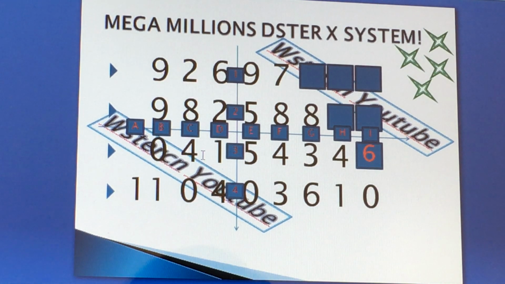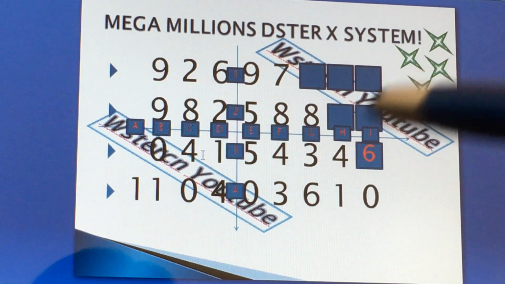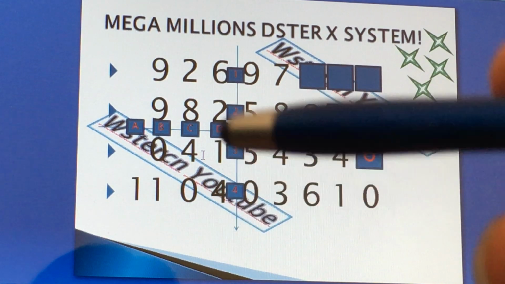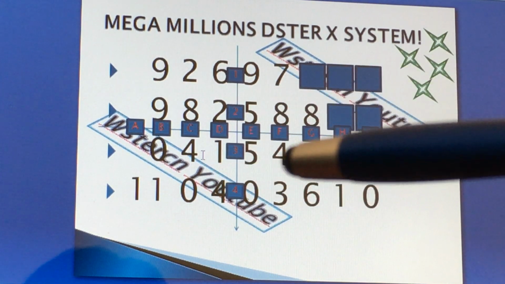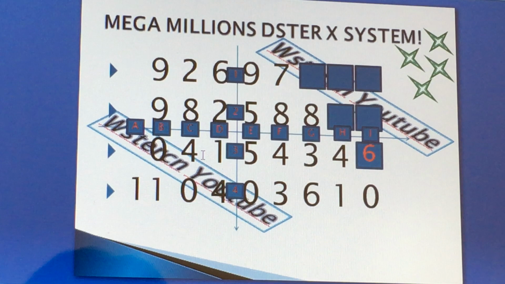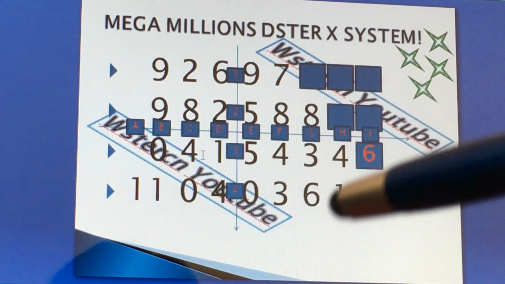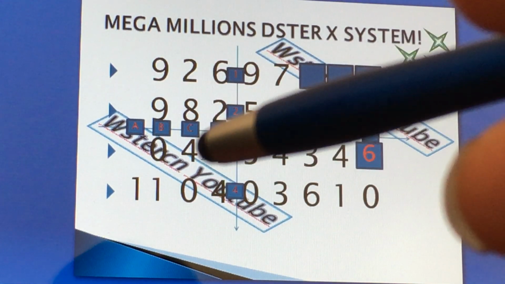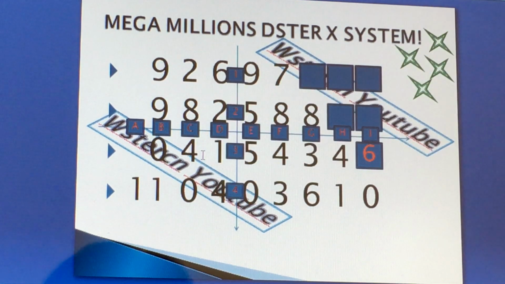And then the next number was 15. 15 again, right over here, in between quadrant 1 and 3, in between quadrant 3 and 4, and in between quadrant 2 and 3, right over here. 15 appears 2 times. 17 is the only number not in the Dster.